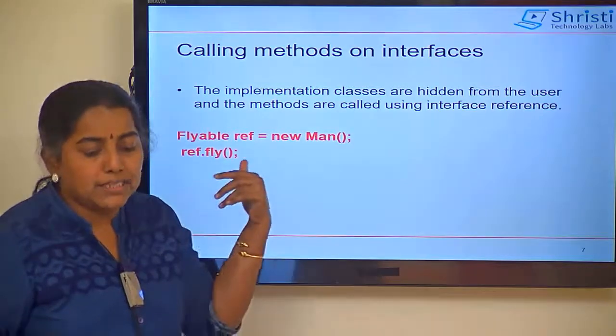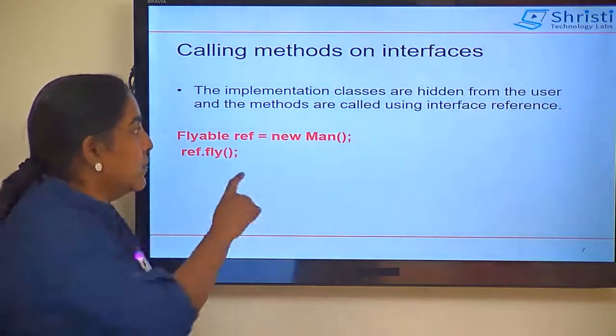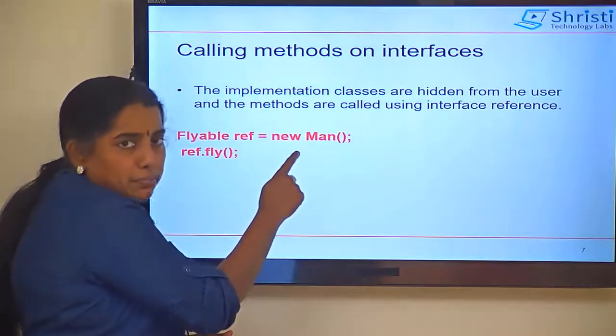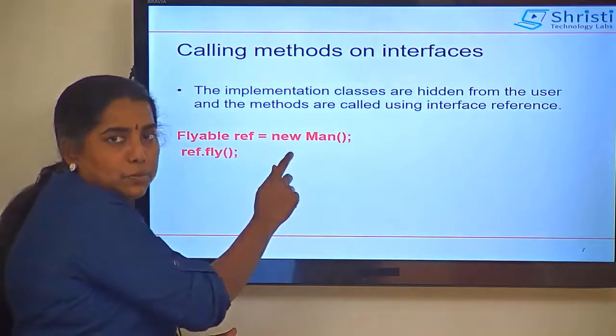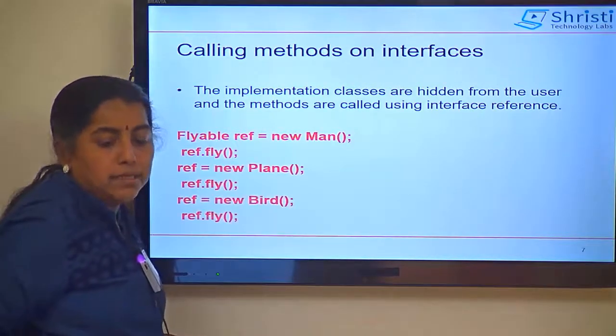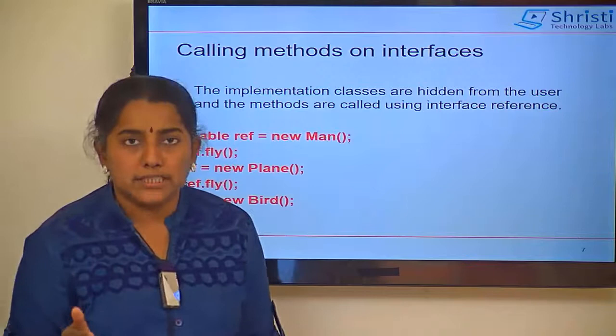When I call reference.fly, it will go and check to which object this reference is pointing. It is pointing to this man. Automatically the method in this particular class will be called. Same way for plane and bird. This is all about interfaces.